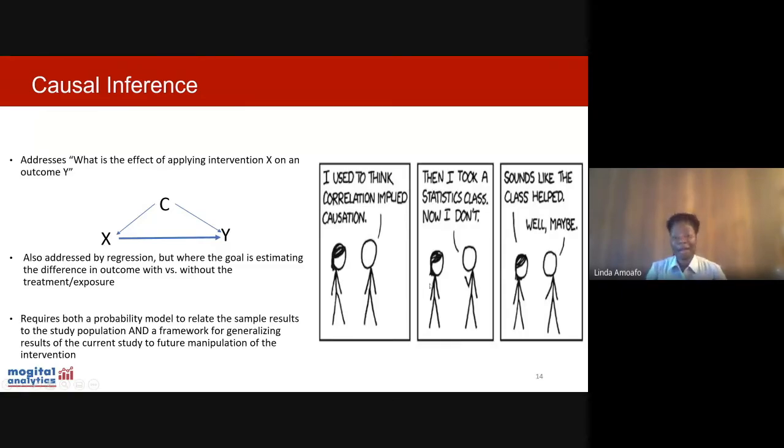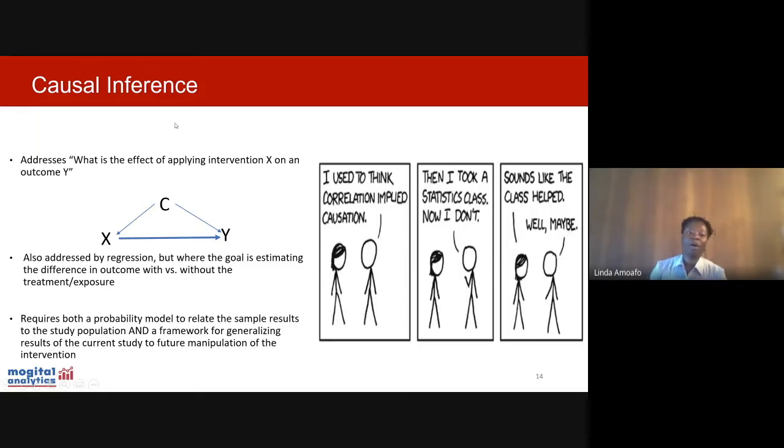And I think I will relate to this meme here, which I think most of us have seen already. It's about this lady and, I think, this guy, and they were talking, and he was like, I used to think correlation implied causation. And then I took a statistics class. Now I don't. Okay, sounds like the class helped. Yeah, that class helped me, because I also used to think association was causation until I took a statistics class, which I'm supposed to take. And now, well, maybe that helped him, but for me, that helped me as well.